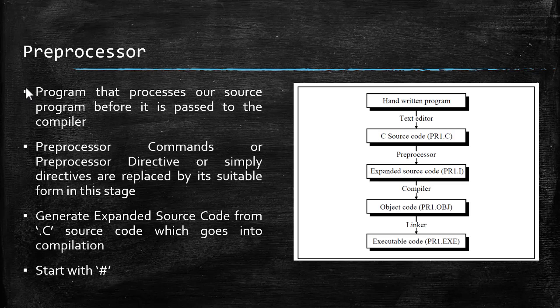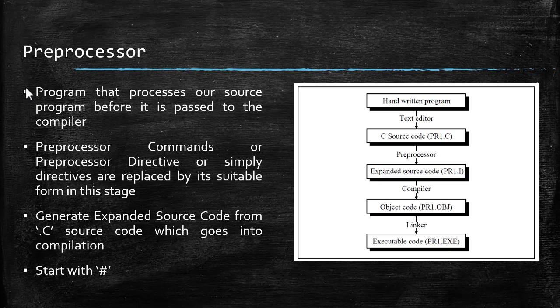It means that the step performed before the processing is called the preprocessor. Preprocessor is basically the program that processes our source program before it passes to the compiler. So this is the part before the compiler processes it. Preprocessor commands or preprocessor directives, or simply the directives, are replaced by a suitable form in this stage. We are going to see all that with examples later in this video.